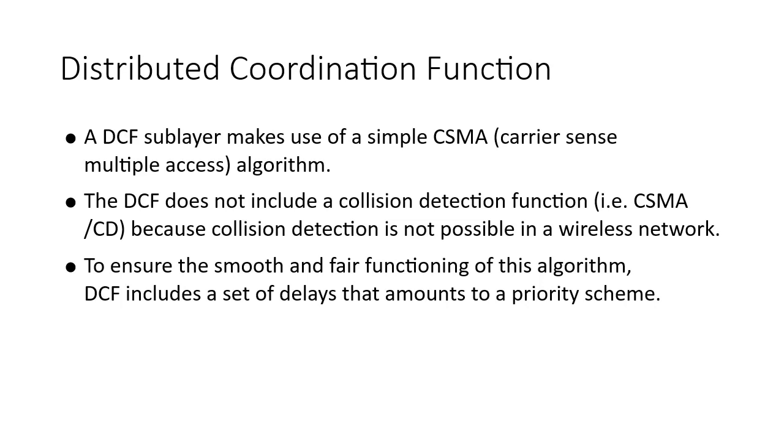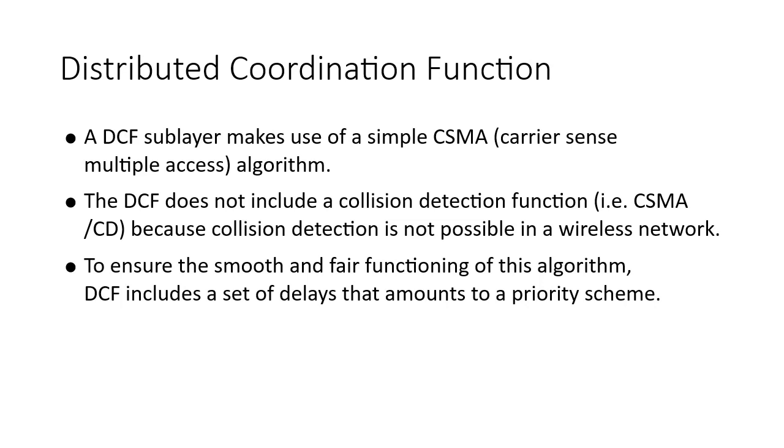The DCF does not include a collision detection function because collision detection is practically not possible on a wireless network. The dynamic range of the signals on the medium is very large, so a transmitting station cannot effectively distinguish incoming weak signals from noise and the effects of its own transmission.